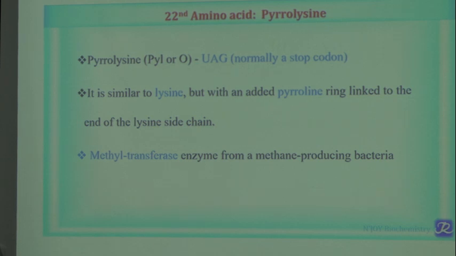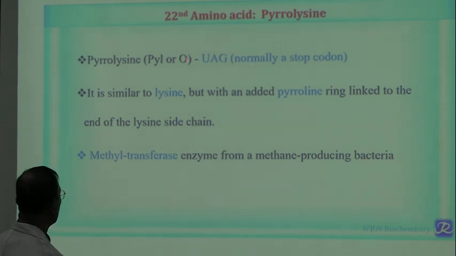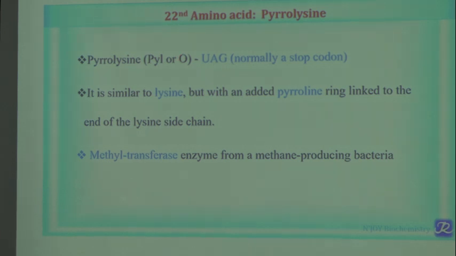There is a separate mechanism by which the polymerase can identify that this amino acid has to be incorporated. This way you will know in your genetics when you read protein biosynthesis. It is similar to lysine, but with an added pyrroline ring linked to the end of the lysine side chain. It is present in methyltransferase enzyme from a methane producing bacteria.